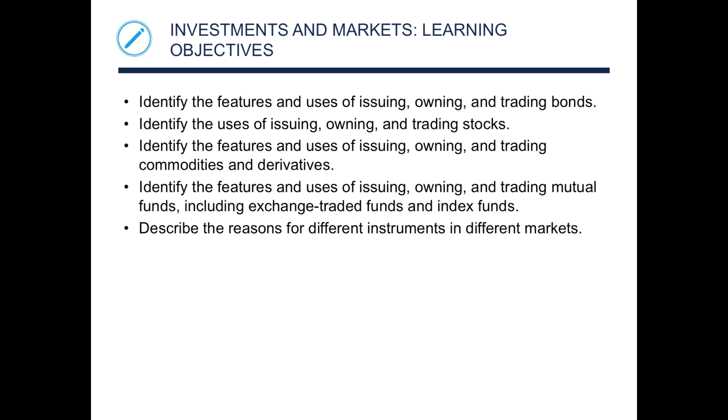Some of the learning objectives: identify the features and uses of issuing, owning, and trading bonds. Identify the uses of issuing, owning, and trading stocks. Identify the features and uses of issuing, owning, and trading commodities and derivatives. Identify the features and uses of issuing, owning, and trading mutual funds, including exchange-traded funds and index funds. And describe the reasons for different instruments in different markets.